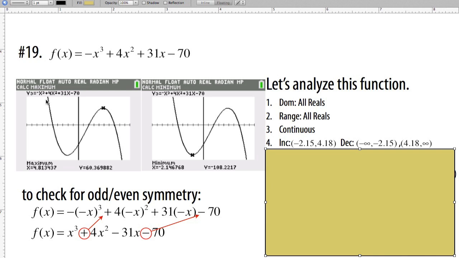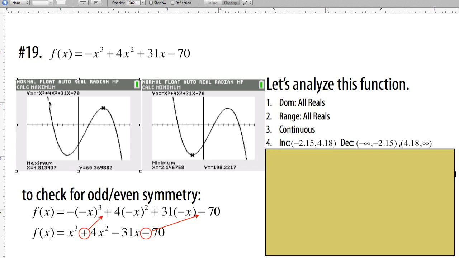Increasing, and you can see from here, let's look at this graph. I'm over here, and I'm going down until I get to this minimum value. So from negative infinity all the way to some number right in here, 2 point something, I'm headed down. For the middle part, it's headed upwards. So from this minimum all the way to this maximum, I'm going to be going up. And then from this point to positive infinity, I'm headed down.